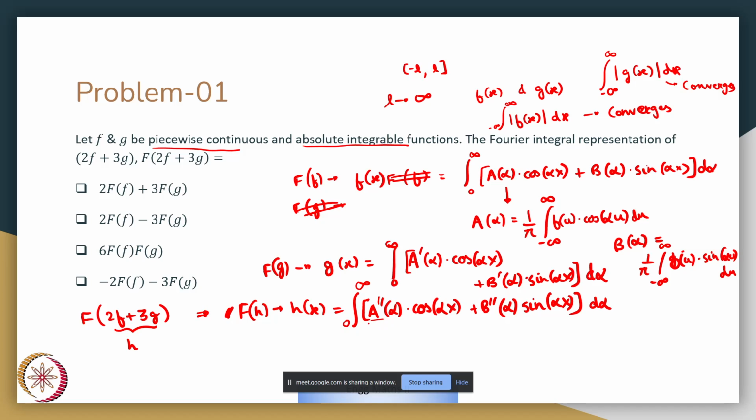So we need to check if a double dash and b double dash are in any way related to a dash and a. So a double dash is nothing but 1 by pi integral of h of u cos of alpha u du over the entire real line, which is nothing but 1 by pi. I'll now write h in its components f and g, which is 2f of u plus 3g of u, cos of alpha u du.